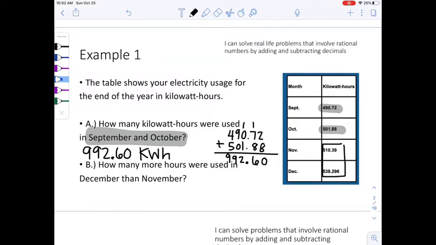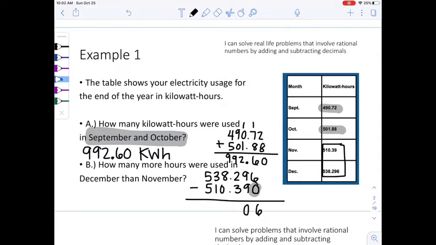Then it says how many more hours were used in December than November. So we're looking at December and November, and since we're trying to find that difference, we're going to subtract. So we take December's amount first, which is 538 and 296 thousandths, minus, and then remembering to line up the dot, 510 and 39 hundredths. Whenever I have an empty space, that empty place value, I'm always just going to plug in a 0 there. So whenever after the decimal we have that blank space, you always can just put in a 0.